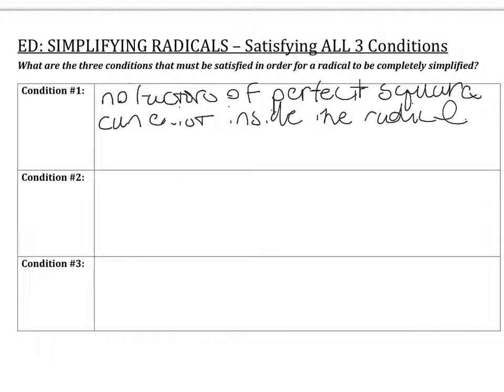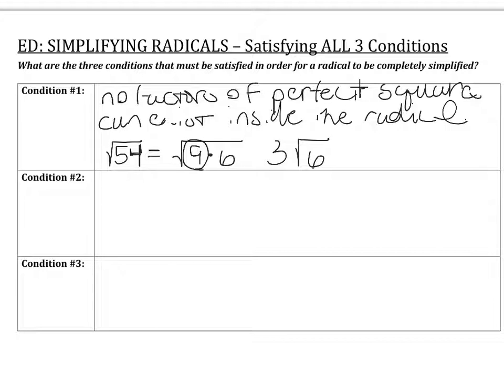For example, if I have the square root of 54, well, that's not in simplest form because what perfect square goes into 54? 9. So we would break that into the square root of 9 times 6. And since 9 is your perfect square, you have to take out the square root of 9, and you would end up with 3 square root of 6. So that's a good example.